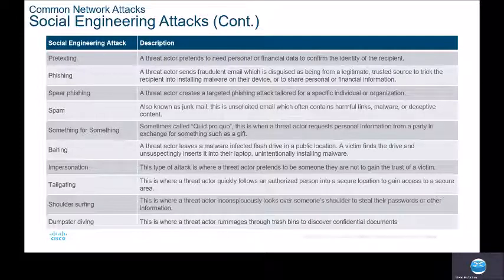There's impersonation. This type of attack is where a threat actor pretends to be someone they are not to gain the trust of a victim. Tailgating is where a threat actor quickly follows an authorized person into a secure location to gain access to that area. Shoulder surfing is where the threat actor inconspicuously looks over someone's shoulder to steal their password or other information. And then there's dumpster diving. This is where a threat actor rummages through trash bins to discover confidential documents.